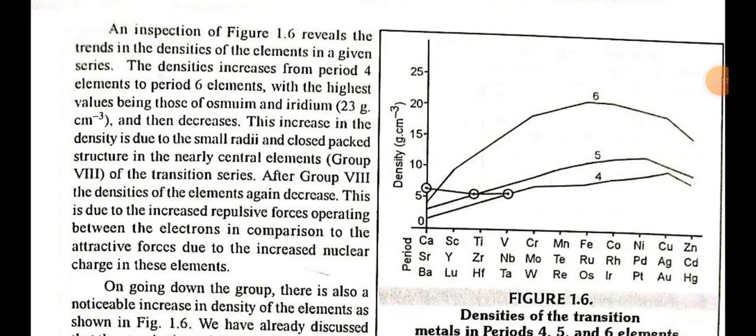On going down the group, there is also a noticeable increase in density of elements as shown. We have already discussed that the atomic sizes of the corresponding second and third transition series remain practically the same, but their atomic masses become roughly twofold. Consequently, the densities of elements of the third transition series are nearly twice those of the corresponding elements of the second transition series, as shown in the table.